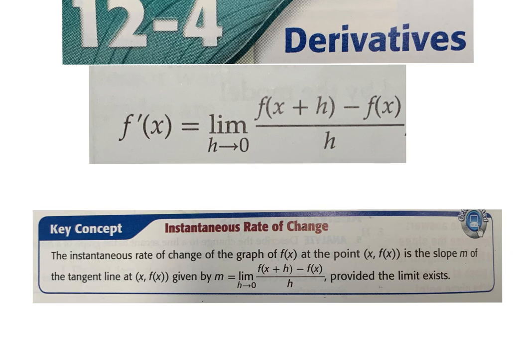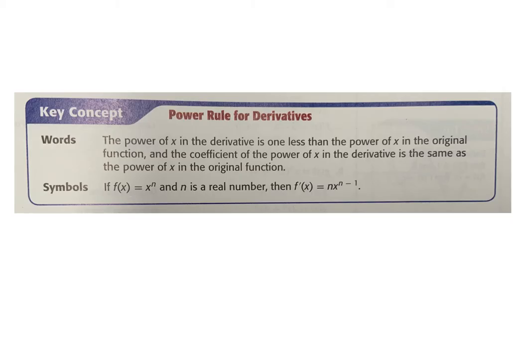All right, so we're going to use our shortcuts based on a pattern. The first shortcut we're going to use is the power rule. The power rule says that if you take your original function and you want to find your derivative, you can take the exponent and multiply it to the front, and then subtract 1 from your exponent, and that is your new function called the derivative, okay?